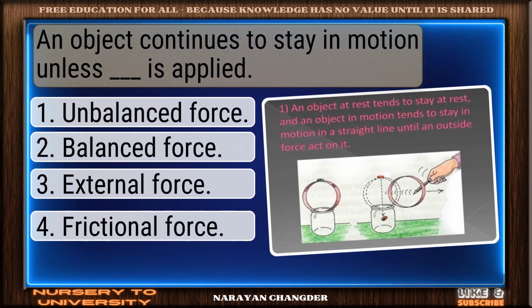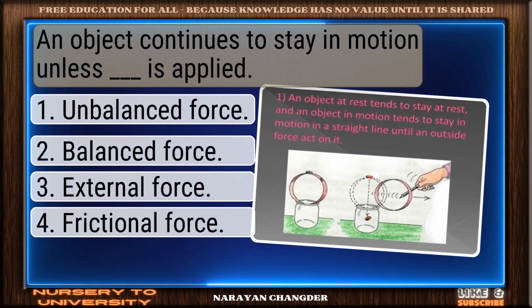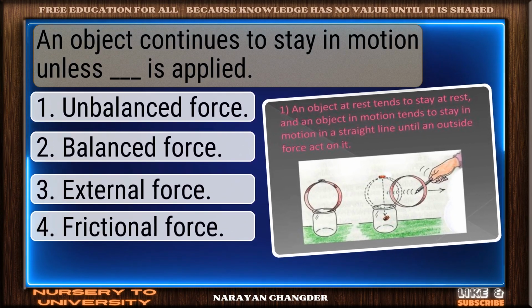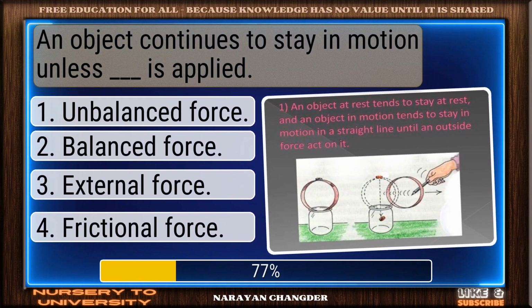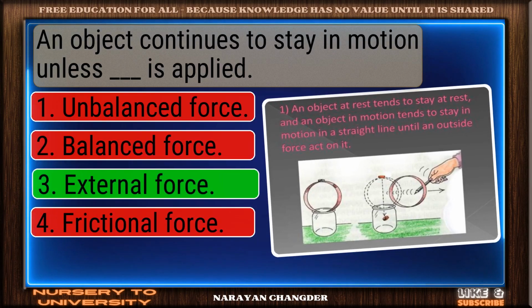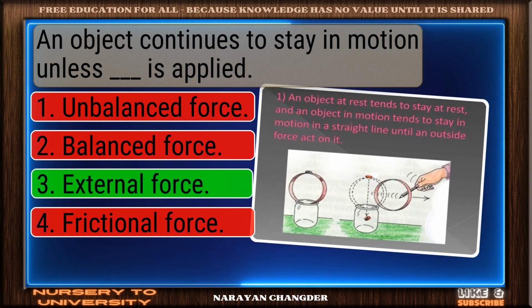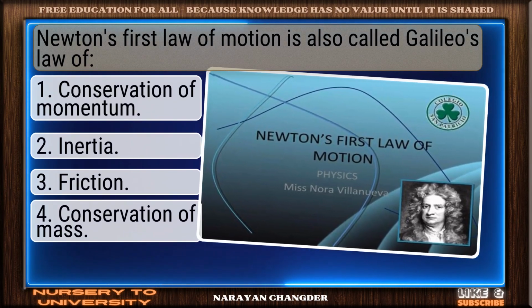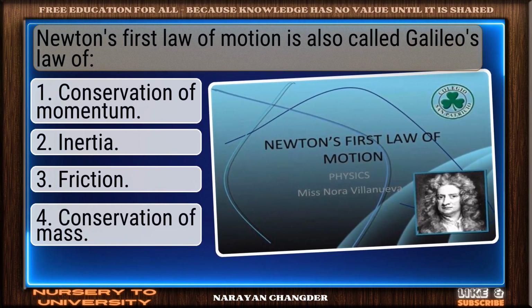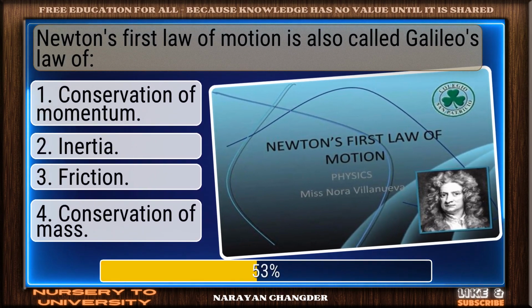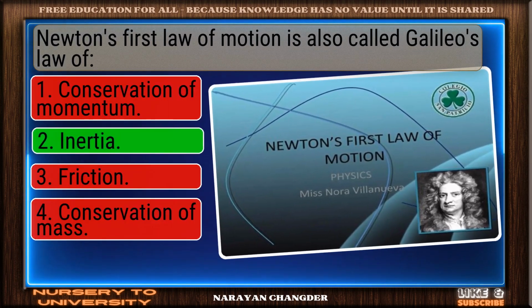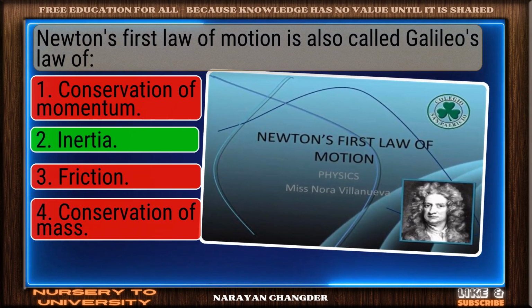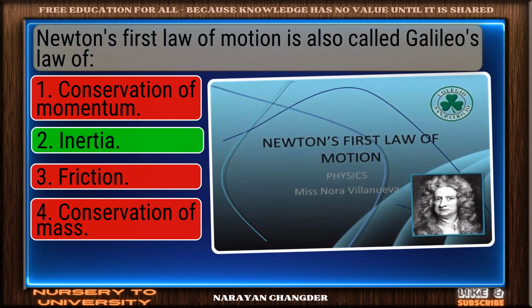Question number 162. An object continues to stay in motion unless dash is applied. You got it. Your choice external force is right. Question number 163. Newton's first law of motion is also called Galileo's law of. Correct response. Inertia is the most accurate answer.